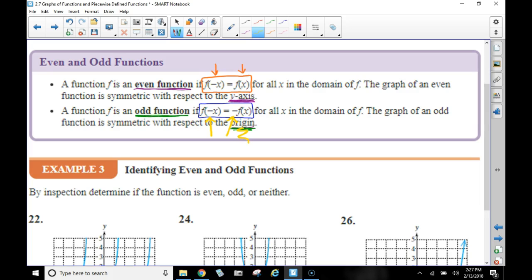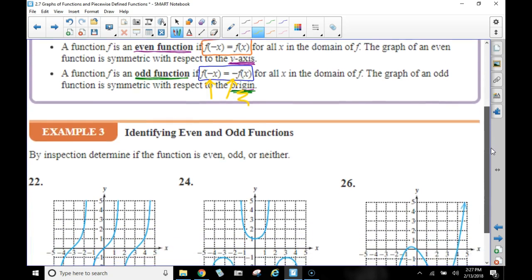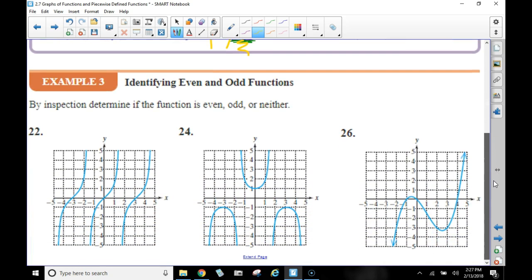Now, on example 3, we are given some graphs of functions. All of these are functions, and you can apply the vertical line test to ensure that. So now let's see if the function is an even function, aka symmetric about the y-axis, an odd function, aka symmetric about the origin, or maybe it doesn't display either of those symmetries.